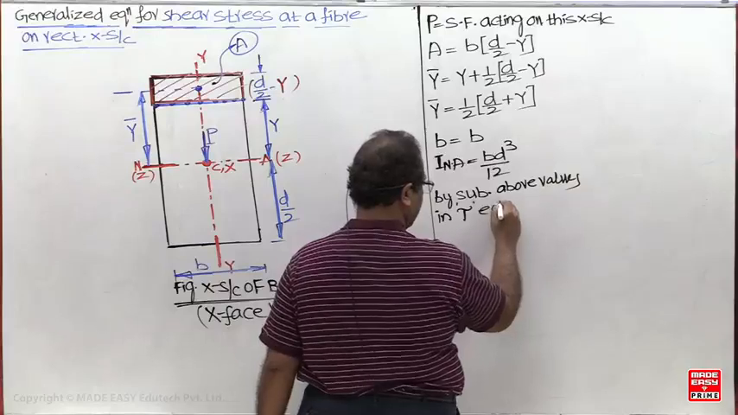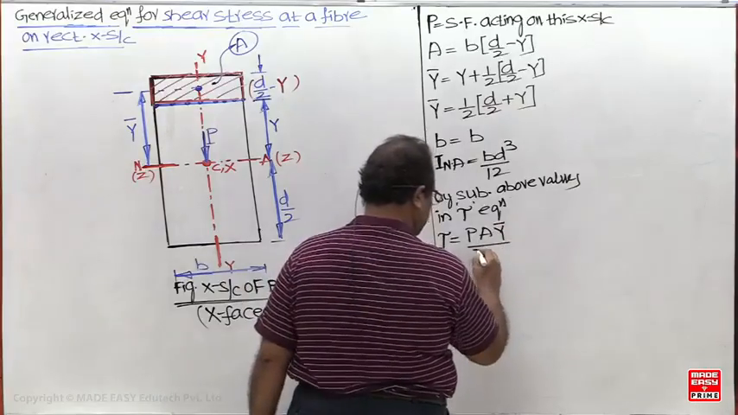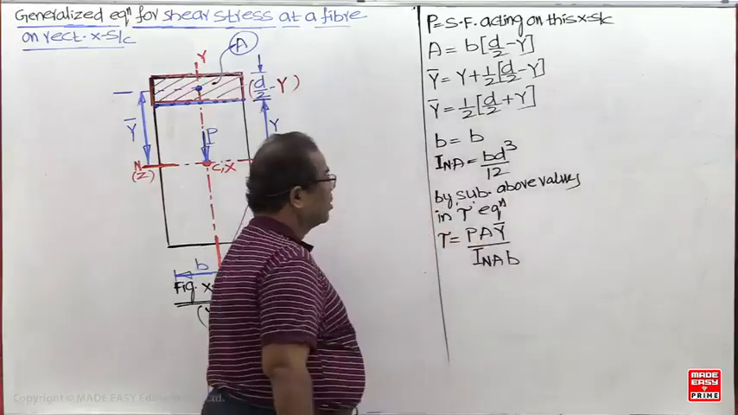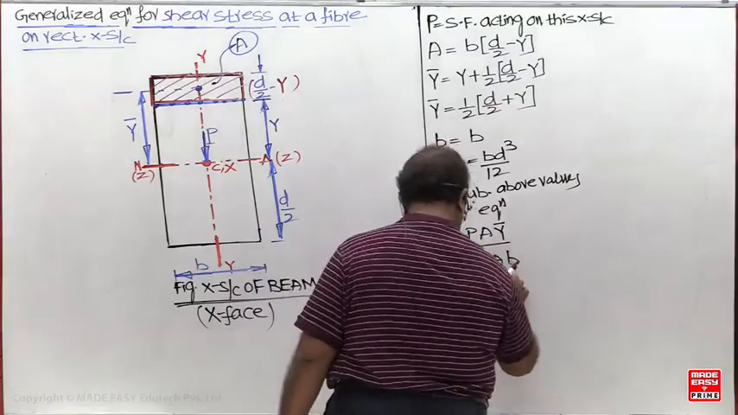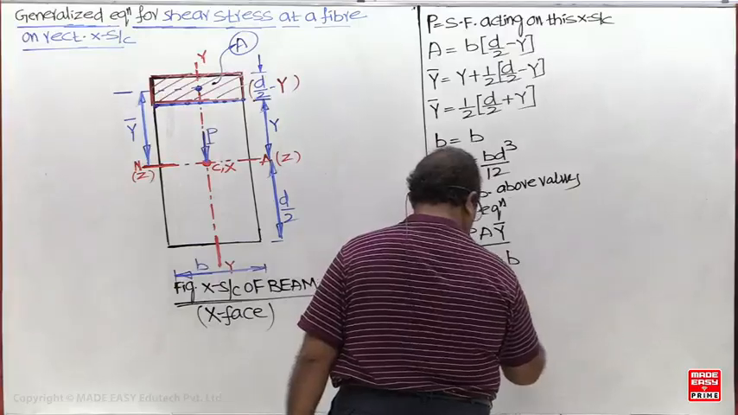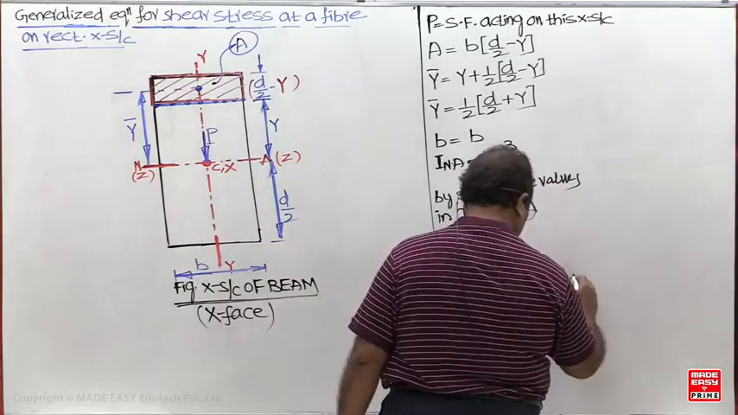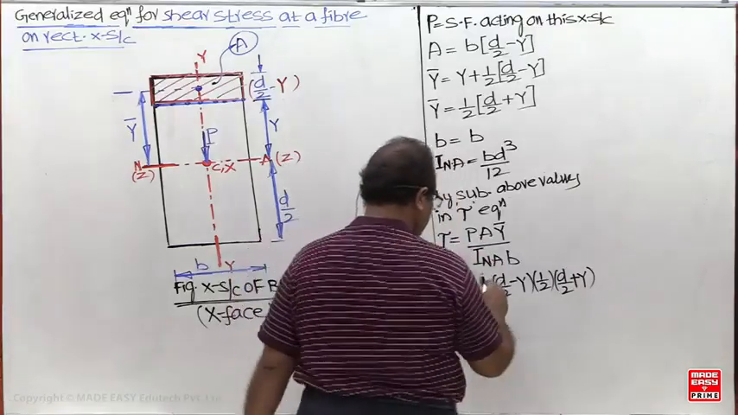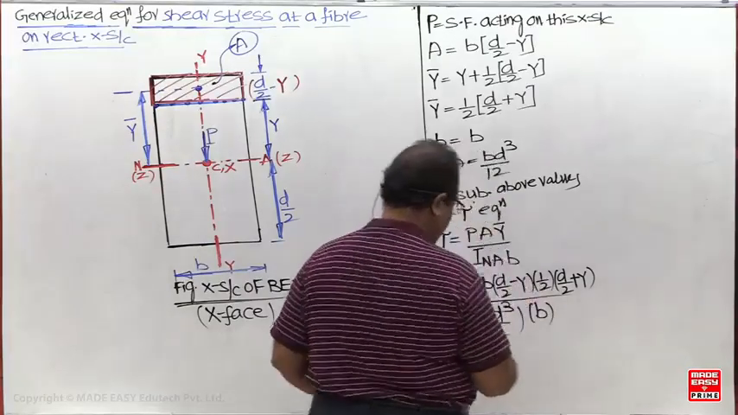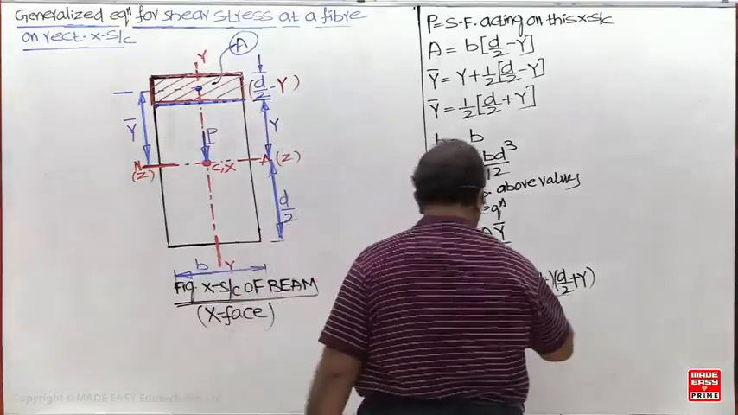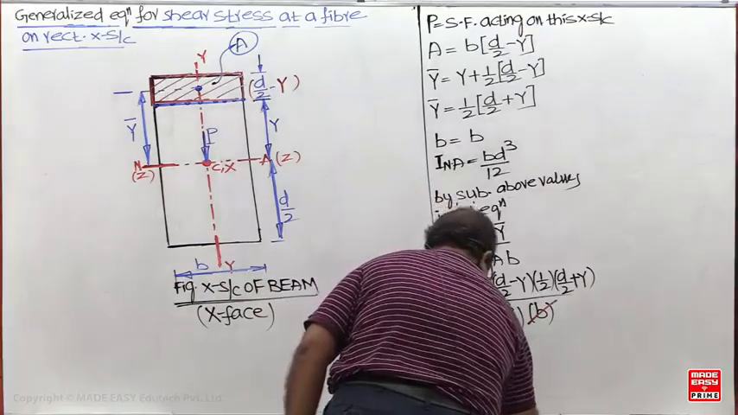the shear stress equation. What is the shear stress equation written now? P A y bar upon I into B. What is the A? What is the Y bar? A Y bar upon what, the moment of inertia? B d cube by 12. And B is B itself. So which term will get cancelled out now? So what is this equation now? 6P by B D cube.